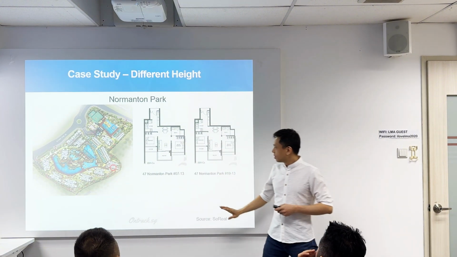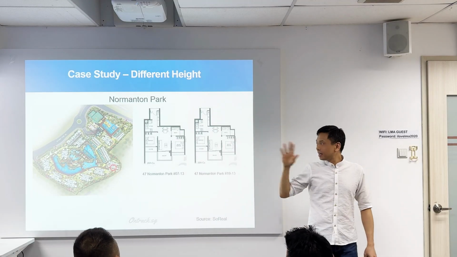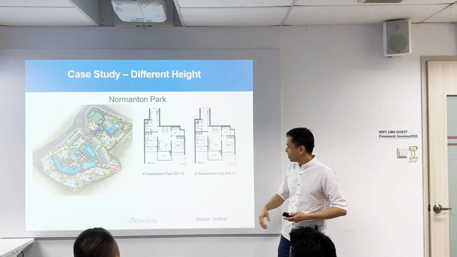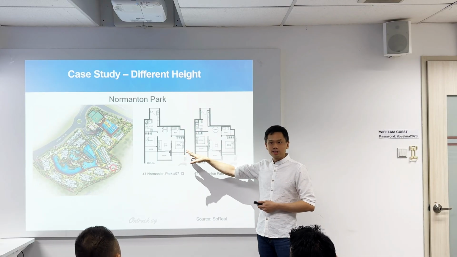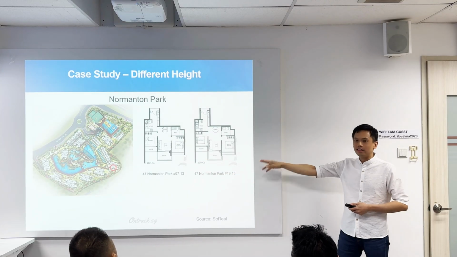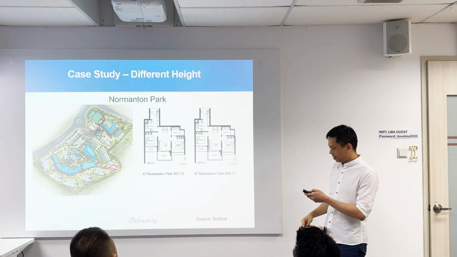Now let's do it again. Who feels 0713 should command the higher rent? Nobody. Okay. Maybe if you do a nice reno? No, still don't think so. Okay. Who feels 1913 should command the higher rent? Okay, most of the people. Let's take a look.